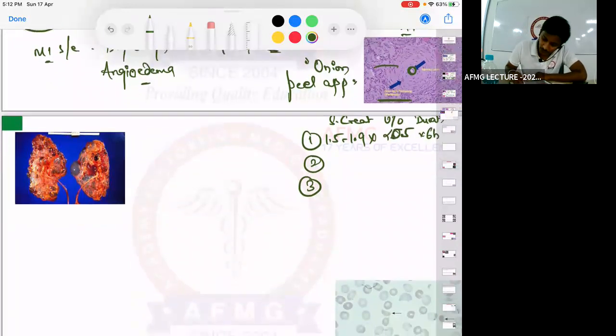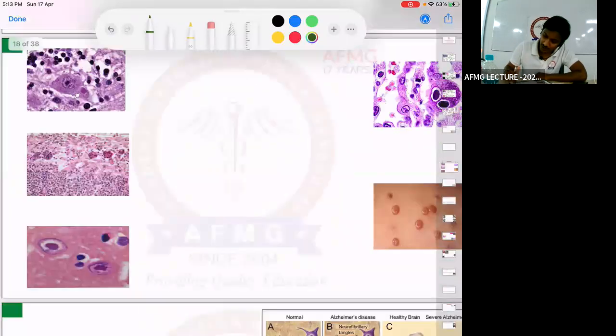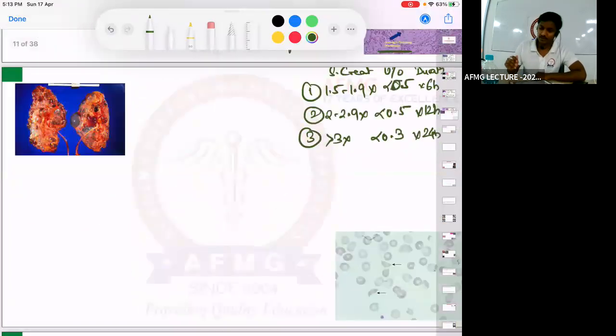Next, serum creat value between 2 to 2.9 times the normal value. Urine output again less than 0.5 ml per kg per hour for a duration of 12 hours. And lastly, serum creatinine value more than 3 times the normal creatinine value. Urine output less than 0.3 ml per kg per hour for a duration of 24 hours. समझ गए? जल्दी से करके रख लेंगे, फालतू में टाइम नहीं कमाना है.